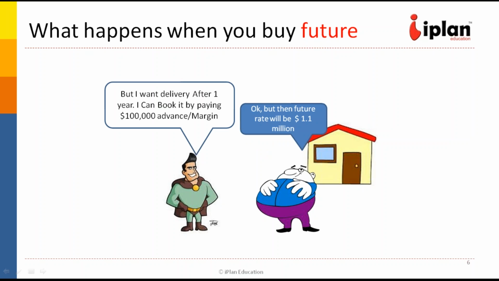Then the seller says, if you want to take it today, take it for 1 million, but if you want to take delivery after 1 year, you have to pay me 1.1 million, because I will lose some interest if I deposit that money into a bank. So it's an opportunity loss.